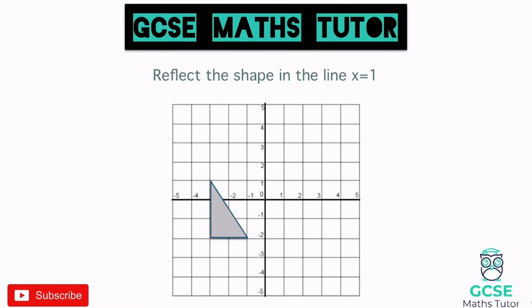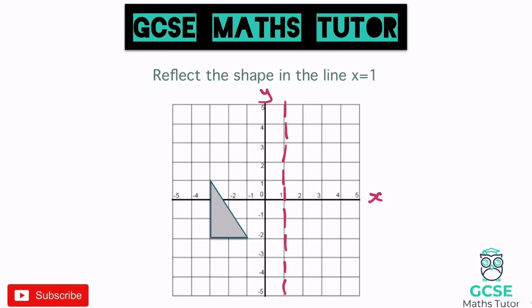Okay, so reflect the shape in the line x equals 1. Now this is your x-axis and this is your y-axis, so x equals 1 is right there. And the only line that you can do from that point, other than going across the x-axis, and it doesn't say the x-axis, is to go up and down. So x equals 1 is this line here. And if you think about any coordinates on that line, the x-coordinate's always 1. So that's our reflection line there.